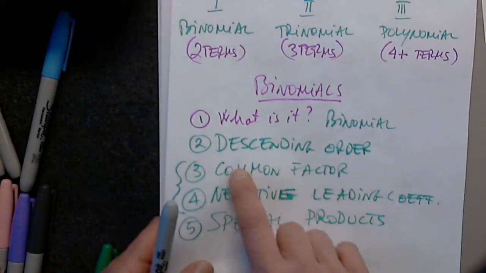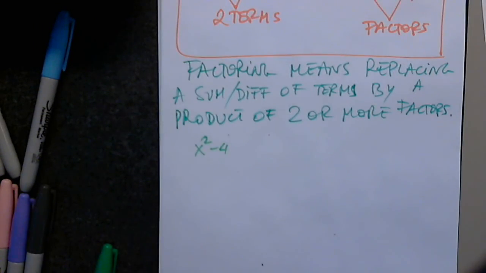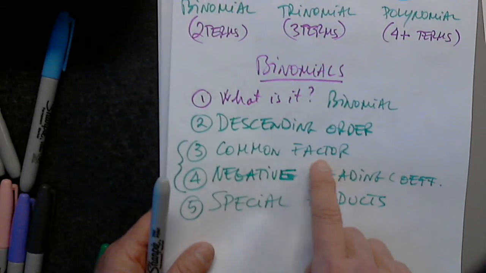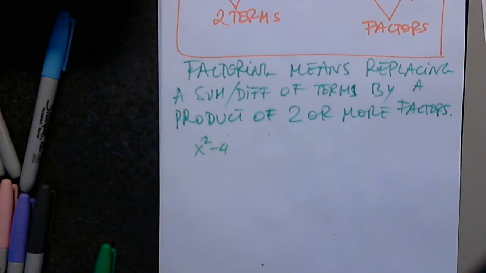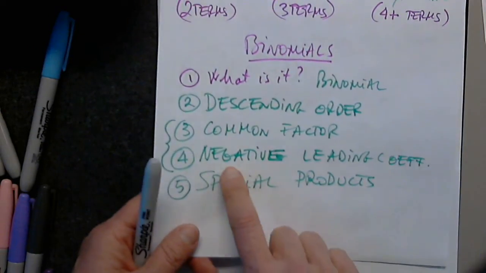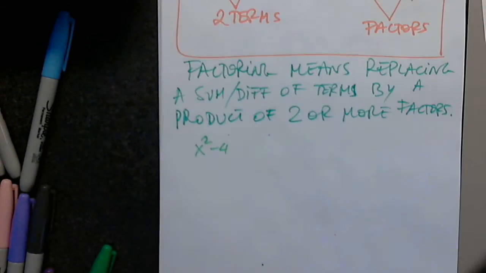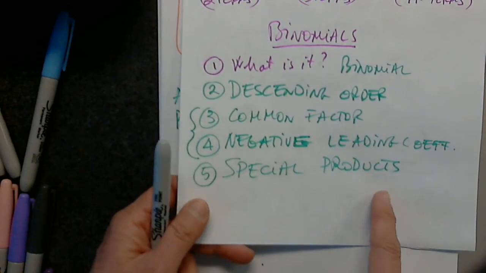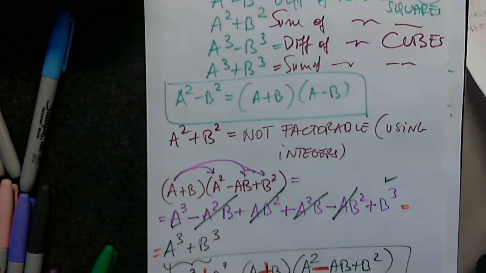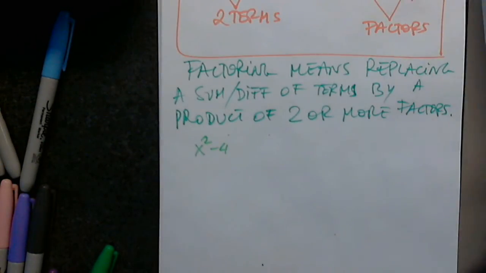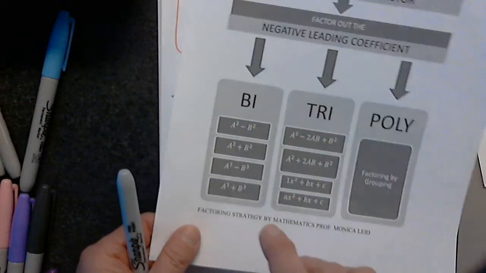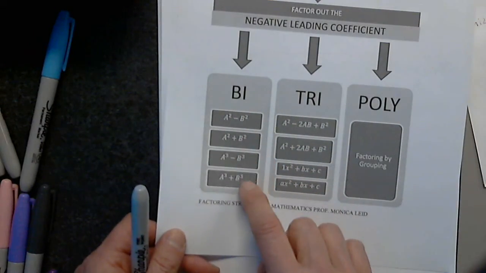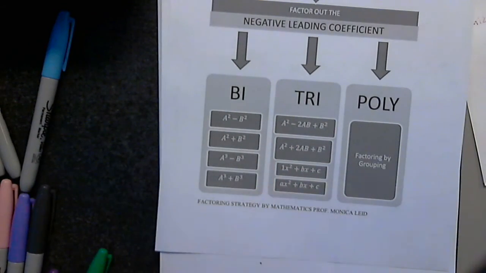It's a binomial. Is it in descending order? Yes. Is there a common factor present in both terms? Correct. Is there a negative leading coefficient? No. So I'm down quickly to the special product. So now I'm asking myself, either from here or from here, which of these four are possible?